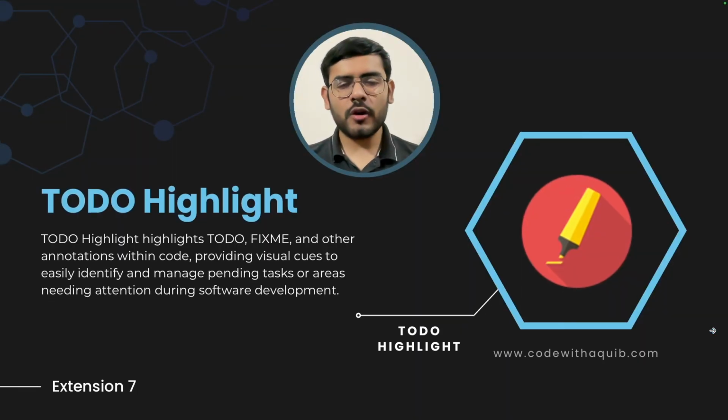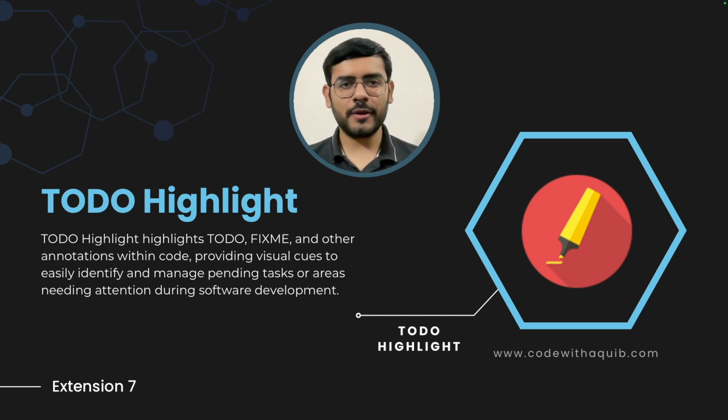Extension number 7 on our list is TODO Highlight. This again is a very handy extension for leaving notes to ourselves. There are certain keywords that this extension highlights for us so that we know what action needs to be taken the next time we come back to our code.